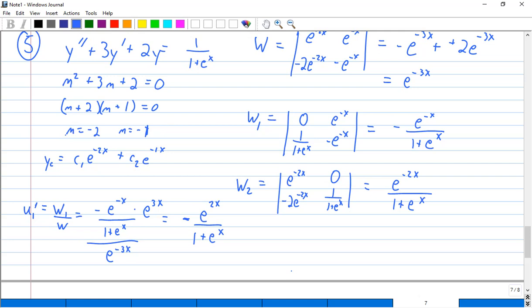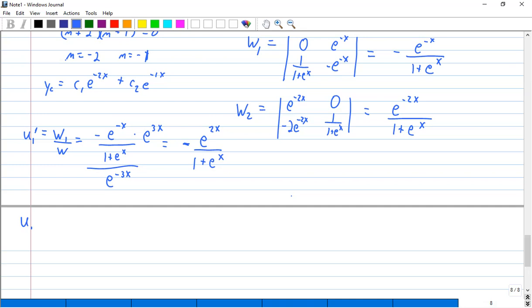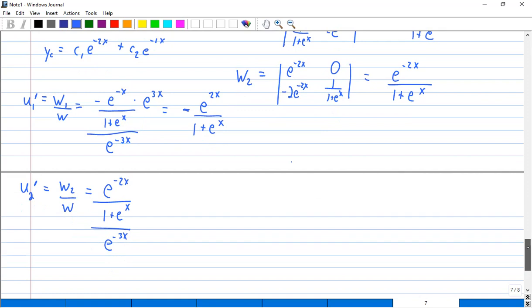All right, so now let's find our u sub 2 prime. So this one's going to be similar because we divide by that e to the negative 3x. And so that will be like multiplying by 1 over e to the negative 3x, or multiplying by just e to the 3x.